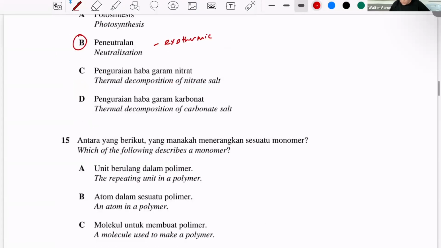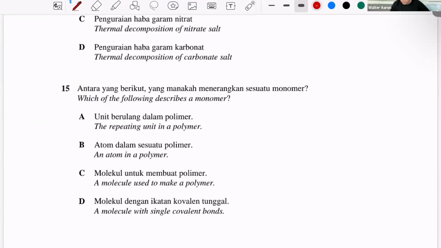Okay, 15. Which of the following describes a monomer? So a monomer is like the simplest form of a polymer. Simplest form means technically the smallest unit of a polymer. So therefore, I think the best description of a monomer for number 15 will be A, the repeating unit in a particular polymer. So that's how it looks like.